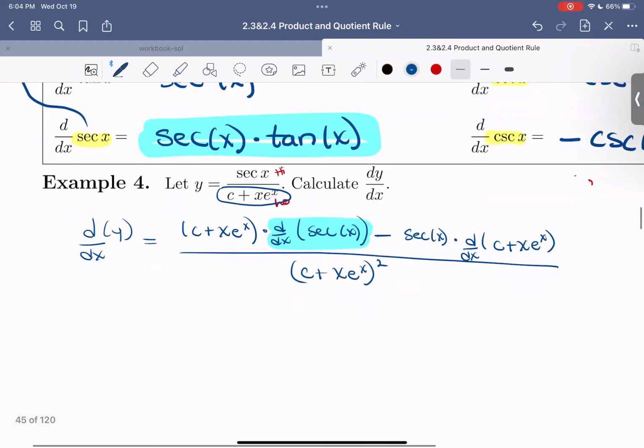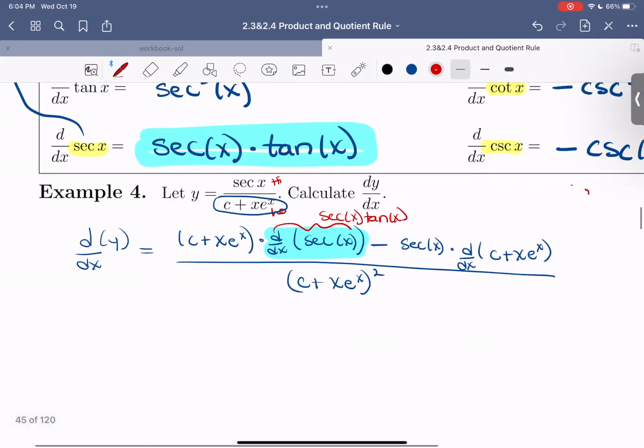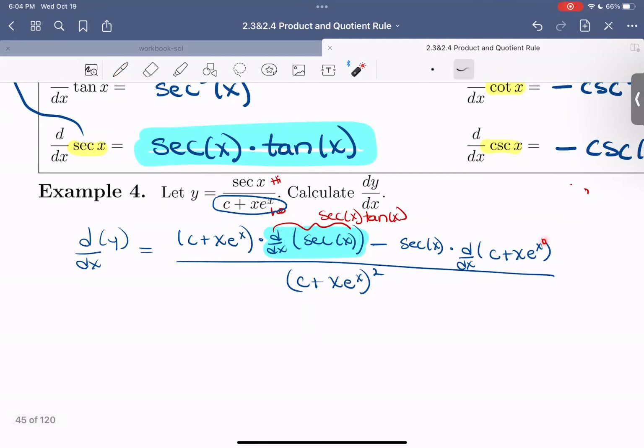So we would write derivative of secant is secant x times tangent of x. And then we need to take derivative of this term. So here we have a sum where our first term is a constant, so the derivative would just be 0 there. And then notice we need to compute the derivative of x e to the x.